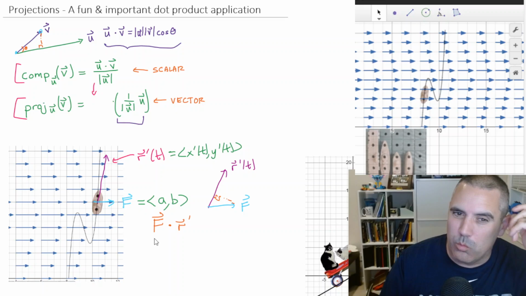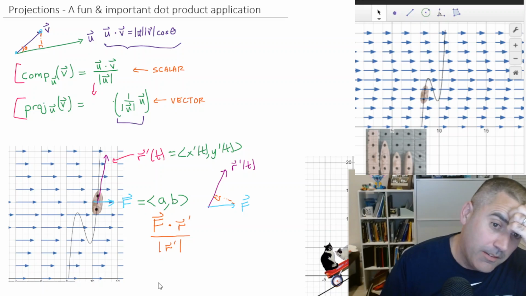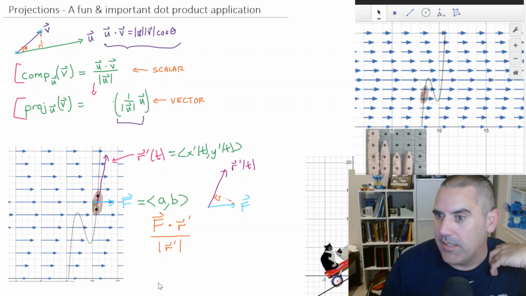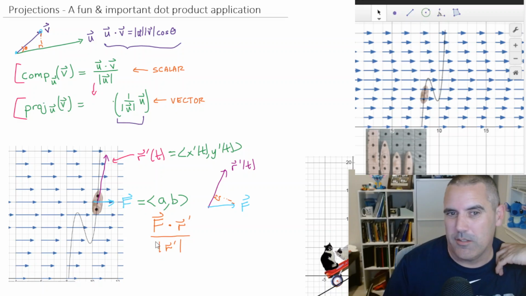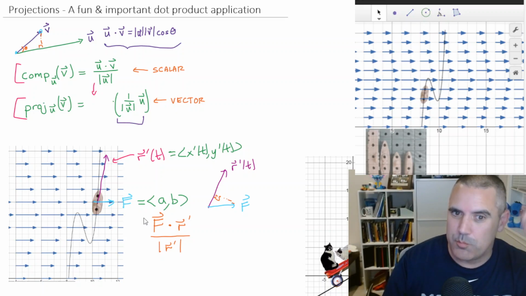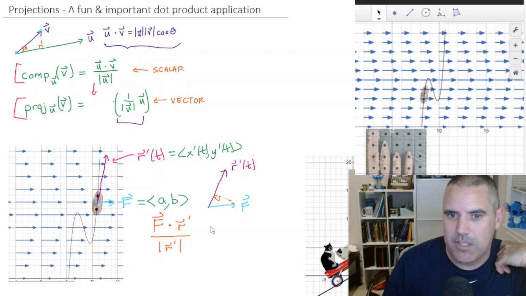And if you want it to be the projection, you do this. Sometimes we wait to rescale. Sometimes we say it has to be a unit vector, but that's what you get. If you want to add up all those projections, we have this fancy notation that says the integral over the curve of f dot dr.